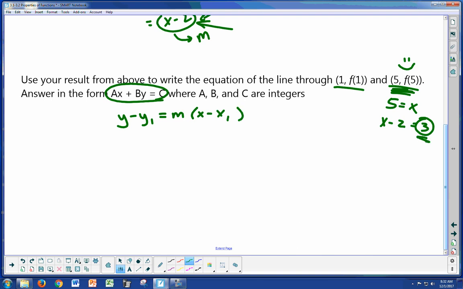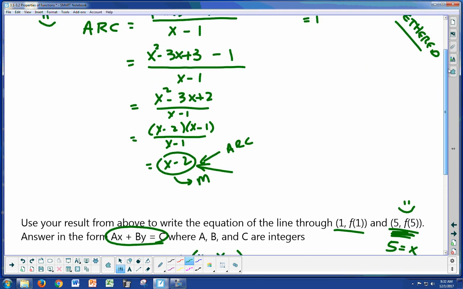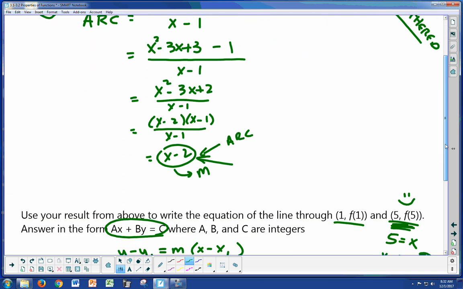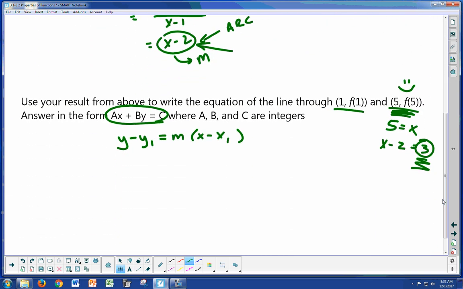Well, we've got our slope right over here. What we need is a point. Let's go back to the top here and see that we actually have a point. It's right here. It's the point 1 comma f of 1, and we calculated f of 1 right there. So we already did that work, and all we have to do is plug it in. It's the point 1, 1. So we'll put that in right over here.